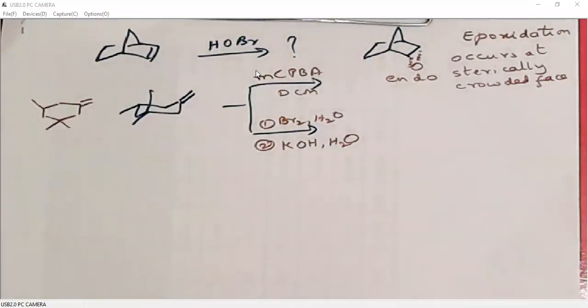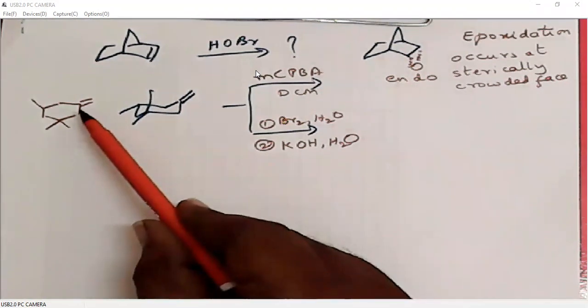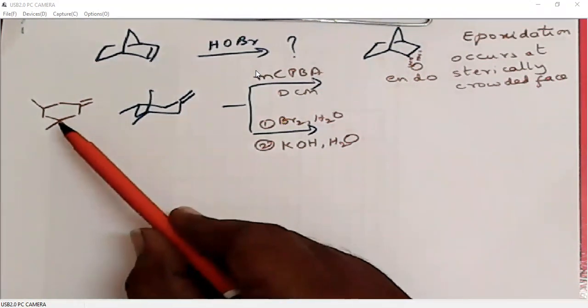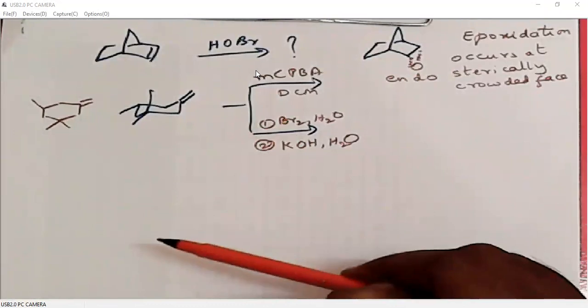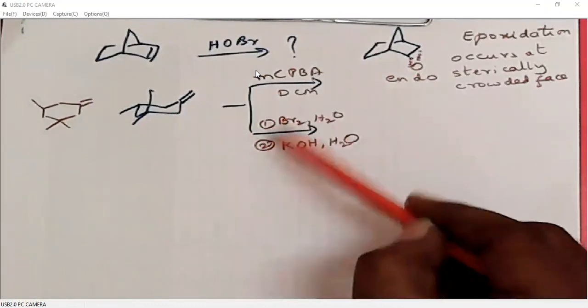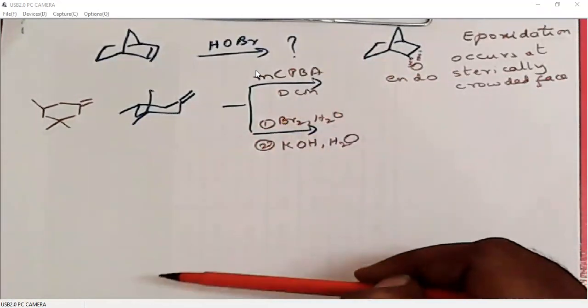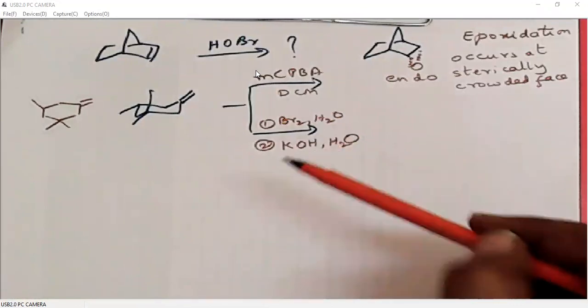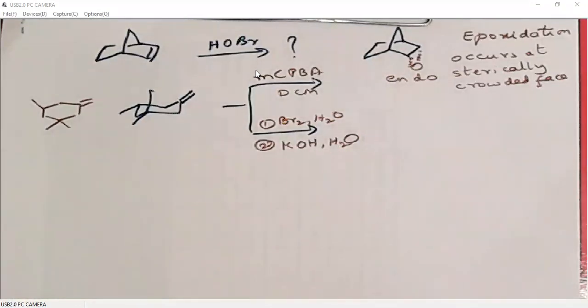Epoxidation occurs at the sterically crowded place, crowded face or place. Then when we have this exo alkene, we can do epoxidation in two different ways, normal mCPBA or what we are talking about, hypohalous acids. Then what is the product, whether it is the above-the-plane epoxide or the below-the-plane epoxide?